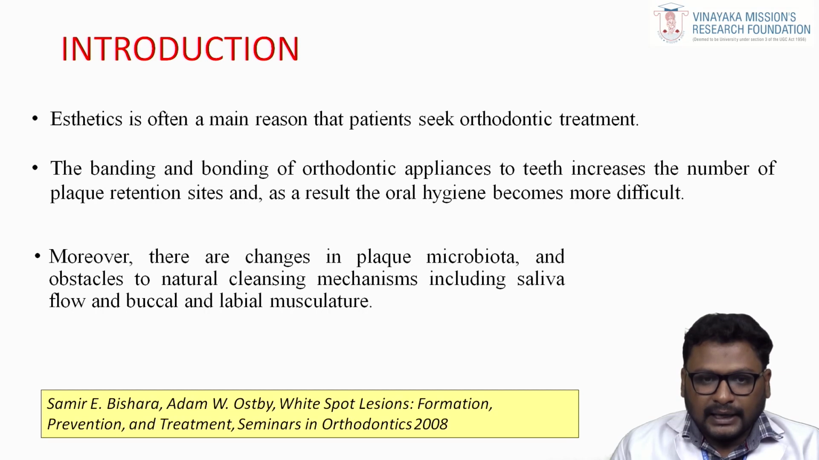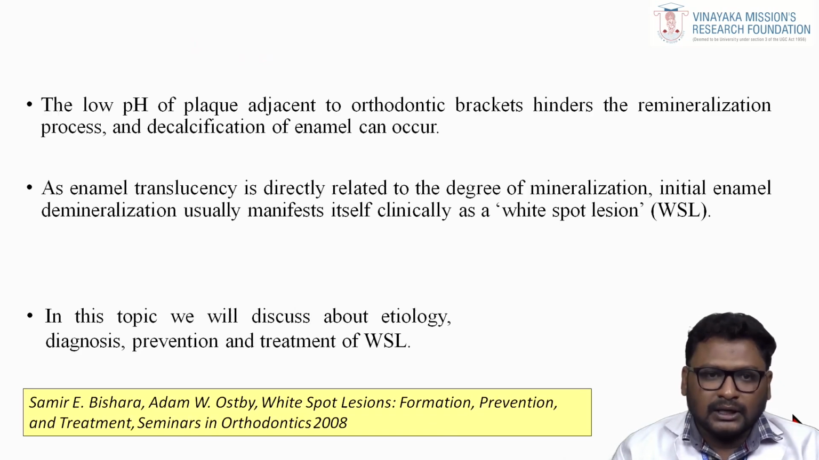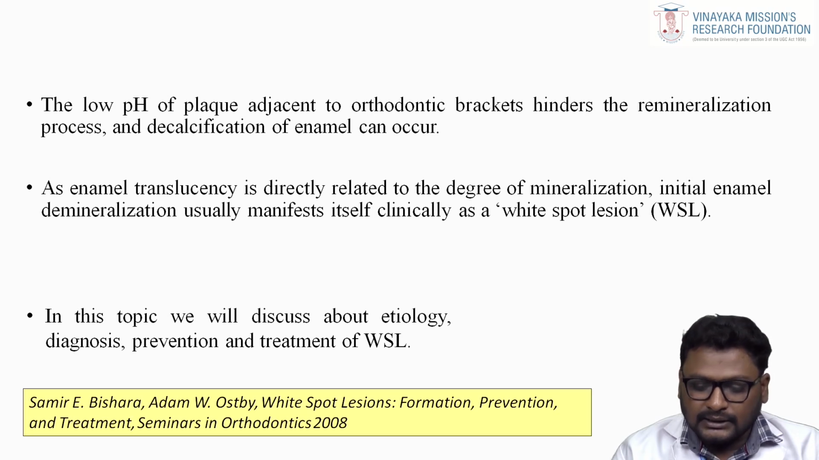Moreover, there are changes in plaque microbiota and obstacles to natural cleansing mechanisms, including salivary flow and buccal and labial musculature. This will lead to the lowering of pH, the salivary pH. We call it the critical pH, that is 5. When the pH goes below 5, the critical pH, during orthodontic treatment, it leads to the occurrence of white spot lesion. The low pH of plaque adjacent to the orthodontic brackets hinders the remineralization process, and decalcification of enamel can occur. As enamel translucency is directly related to the degree of mineralization, initial enamel demineralization usually manifests itself clinically as a white spot enamel lesion.